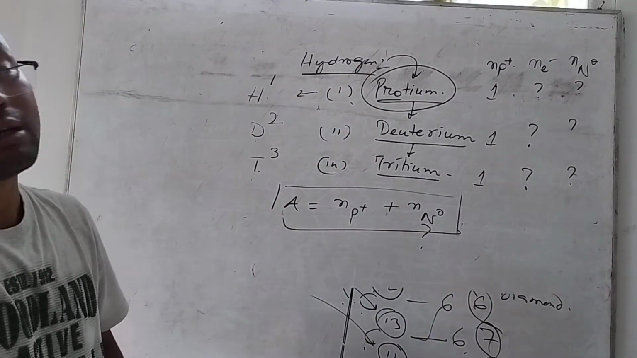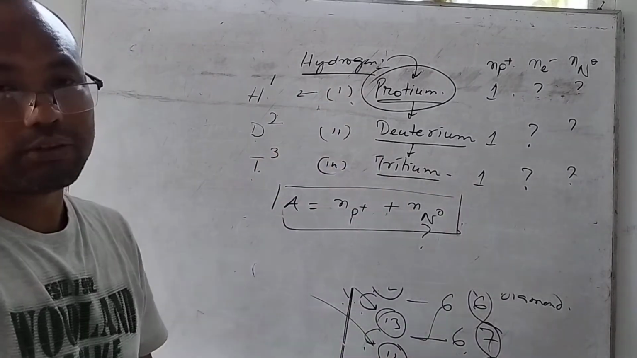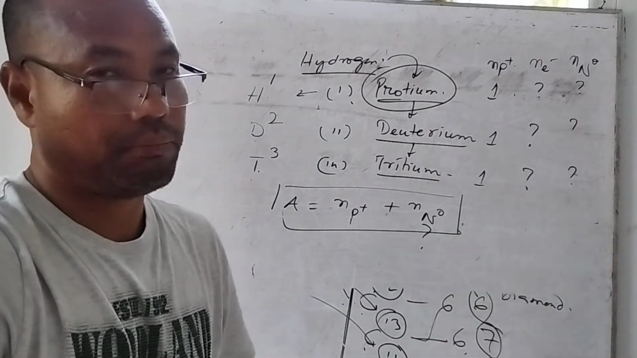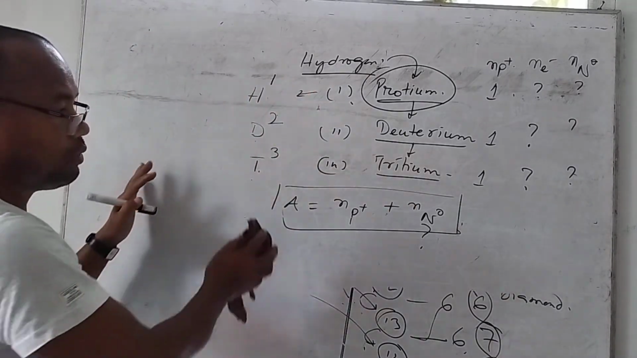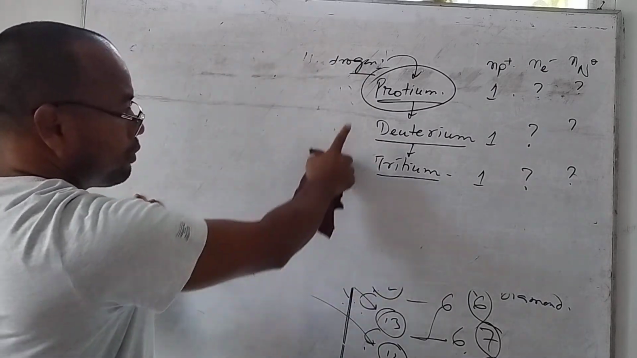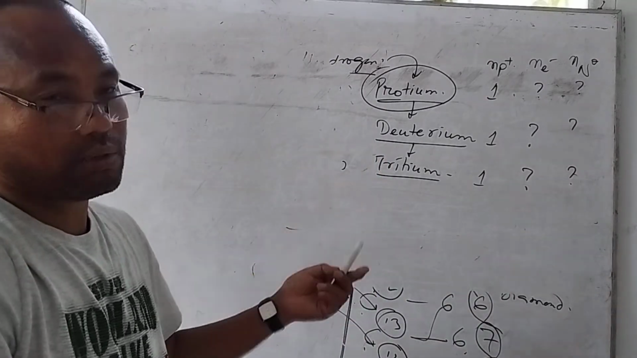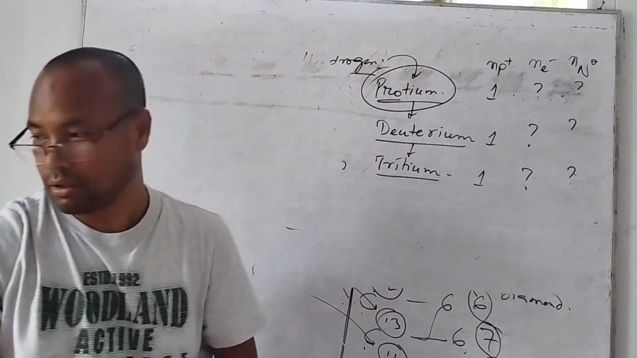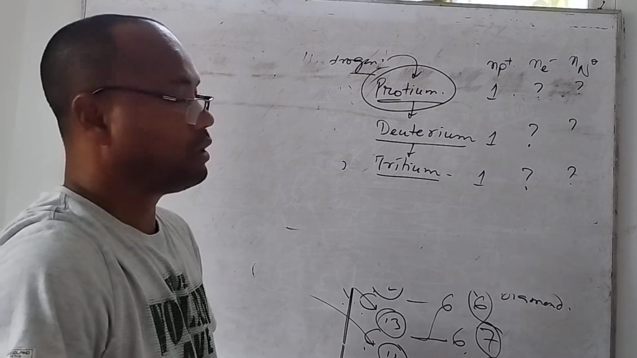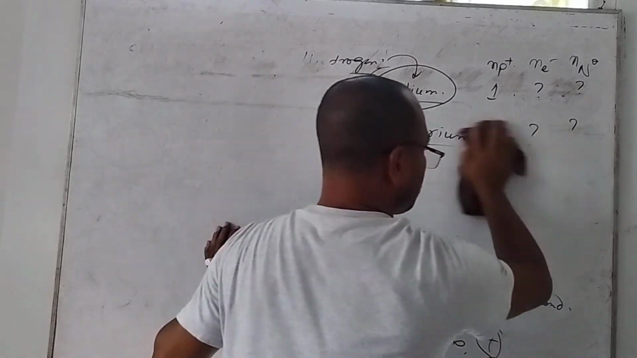Now I ask you, out of these isotopes, one of the isotopes has no neutrons. Please find out which nuclei: protium nuclei, deuterium nuclei or tritium nuclei, because in the nucleus the neutrons are present. Which of the three isotopes of hydrogen has no neutrons? Please find out in your copy. That is the question for you.